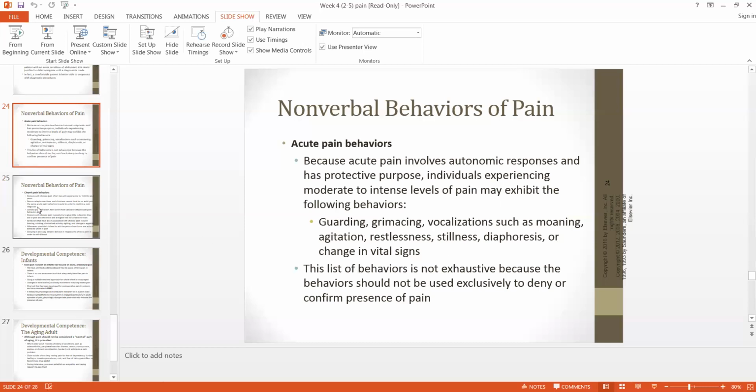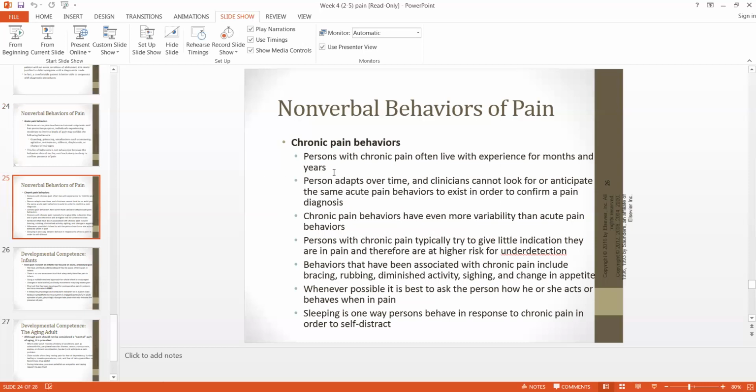You're asking the person how they describe their pain. Chronic pain: they've lived with the pain for months. They could adapt to it, but they still feel it. So we're not going to see that same flexing, grimace, mouth open, grabbing the body part. This may be the person who is still, the person who maybe grimaces or stops talking as they stand up because it hurts to stand up. There is lots and lots of variability compared with an acute pain behavior.